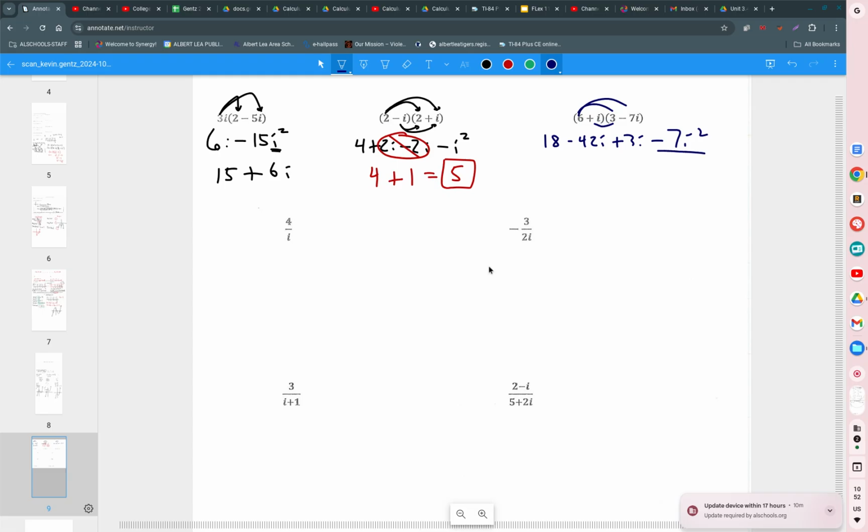I could see the negative 7i squared is going to turn into positive 7, plus the 18 is 25. And then negative 42i and 3i is going to make negative 39i.